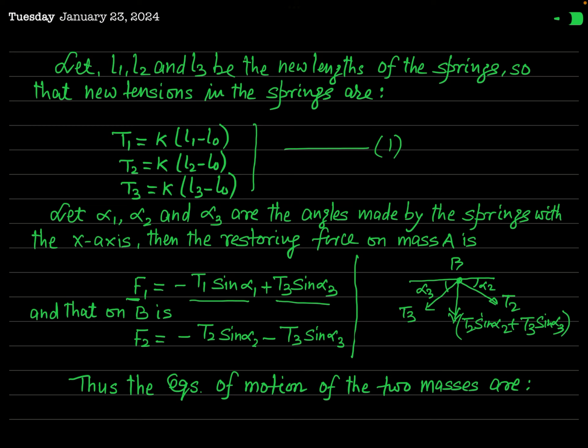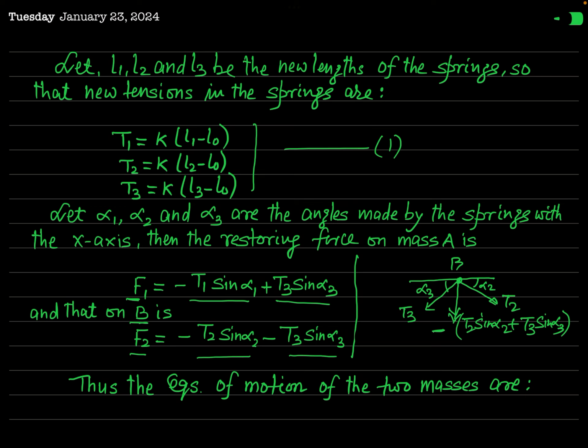So this is the net force acting in the downward direction on mass B, and this will be the restoring force. Again, due to the restoring nature, when we write the equation of motion, we have to put a minus sign here, because this force always tends to decrease the displacement. Okay, so the restoring force acting on mass B, if we denote it by F2, will be equal to minus T2 sine alpha 2 minus T3 sine alpha 3.